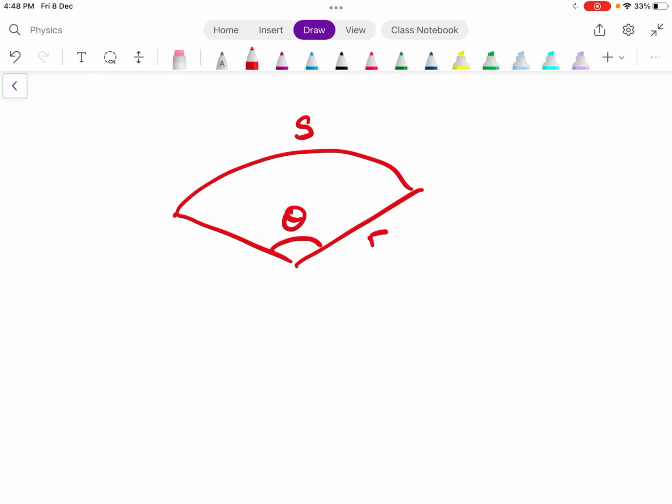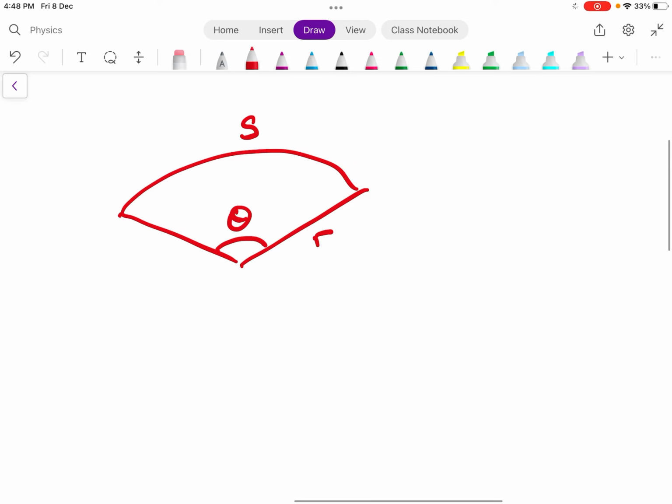Okay, so let's go through this radian measure question. Of course, let's do a very quick recap of our formula first. Then after that, I'll go through a few questions. For radian measure, the first thing we must know is the formula S equal to R theta.